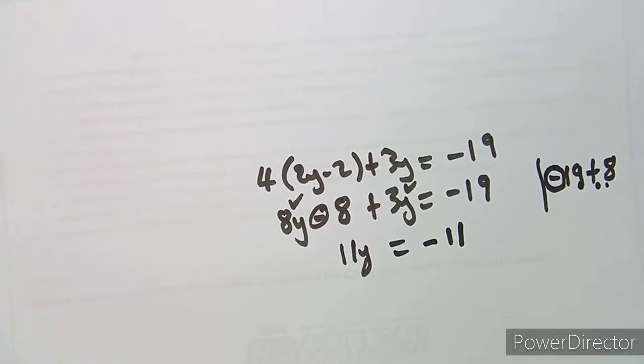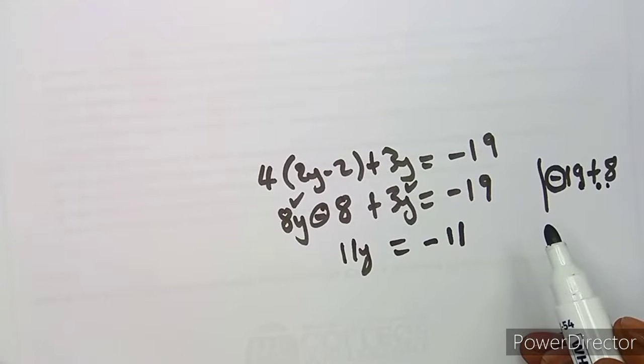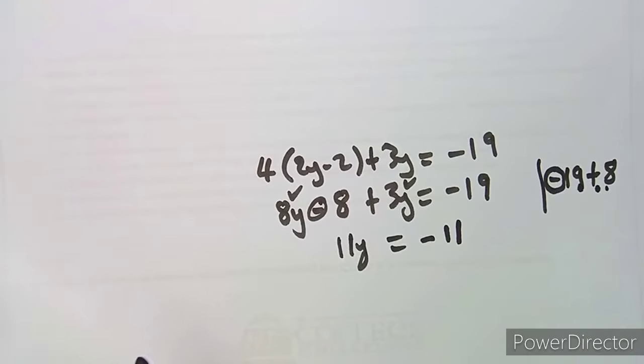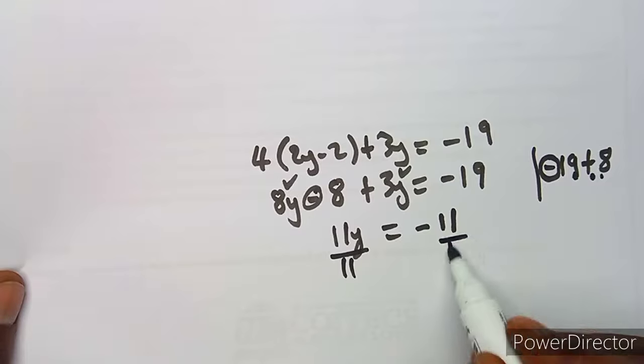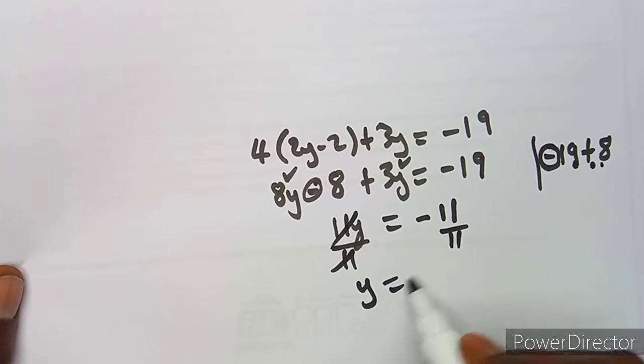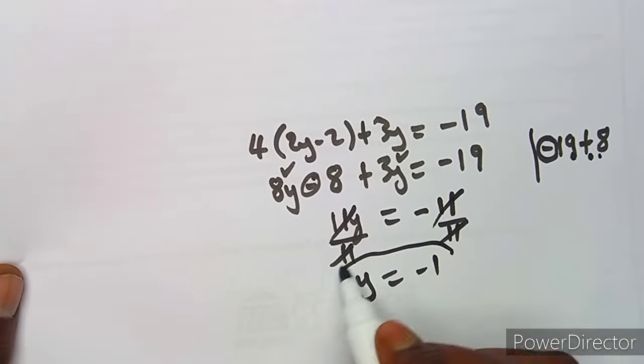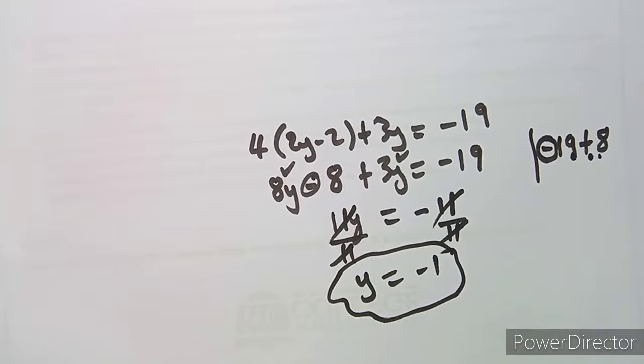This is paper 1, guys. You do not have a calculator, remember. So you subtract the smaller number from the bigger number, and you take the sign of the bigger number. Then you can just divide by y both sides, which is going to be negative 1. So I have the value of y, which is negative 1.